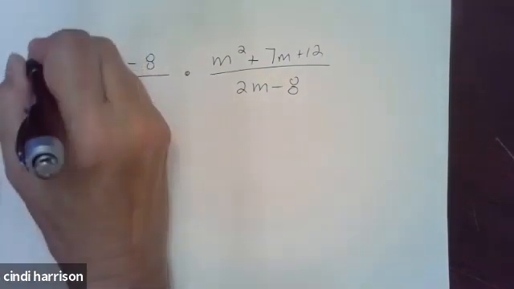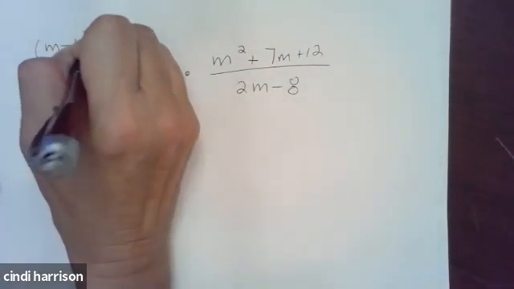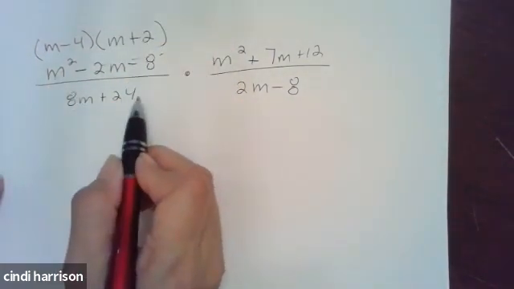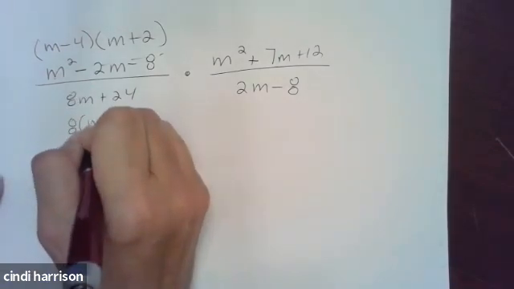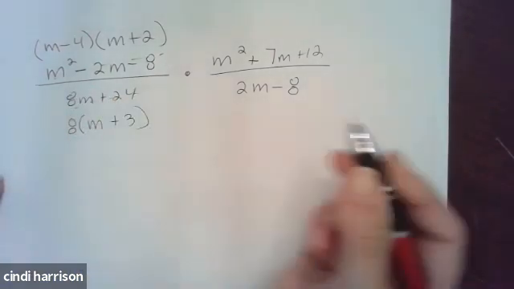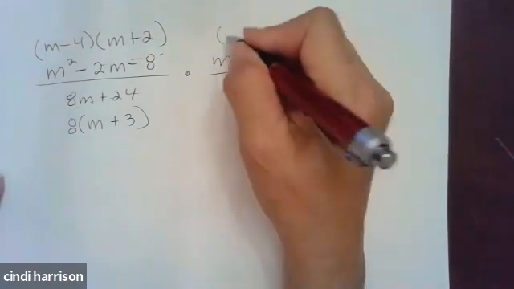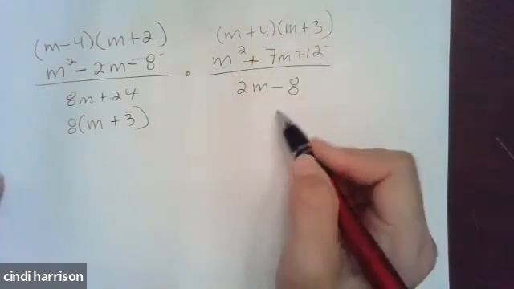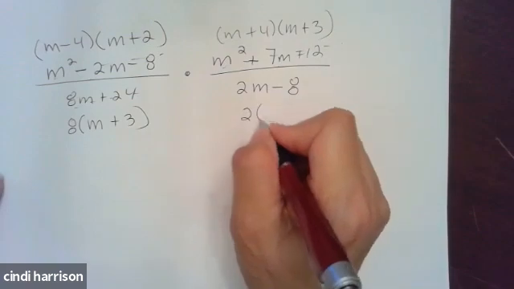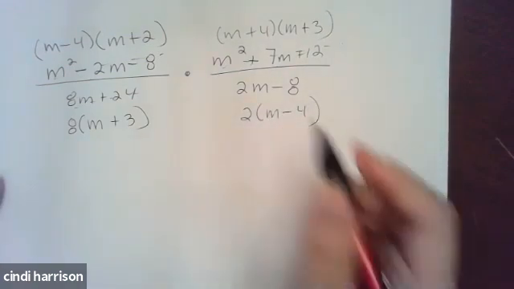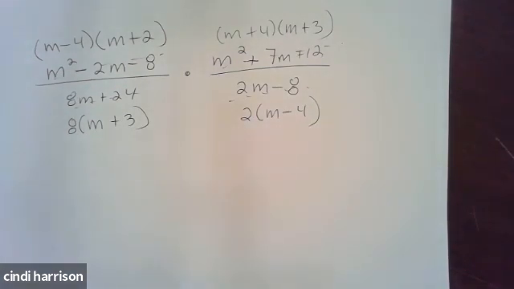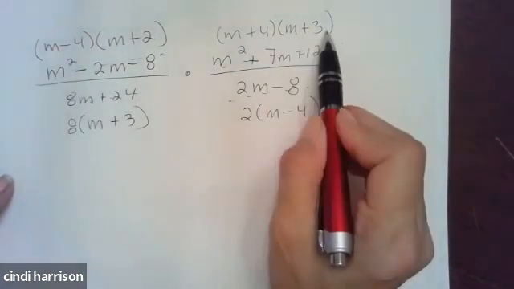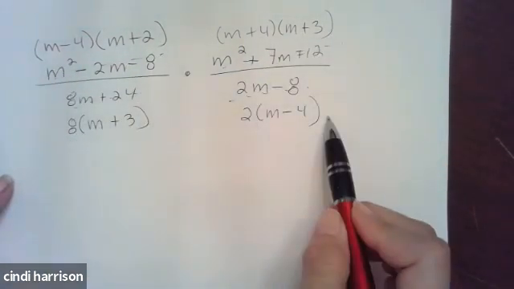So factoring this numerator, I get m minus 4, m plus 2. Here, what do they have in common? 8. And that leaves m plus 3. Here we would factor and we get m plus 4, m plus 3. And here I can factor out a 2, and that leaves m minus 4. And cross that out. So now to multiply, we're going to have a new fraction where we multiply all the factors across the top and all the factors across the bottom.